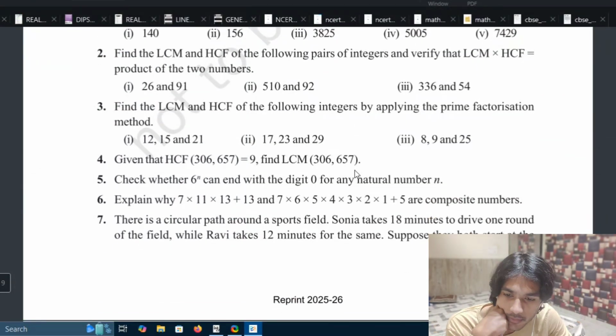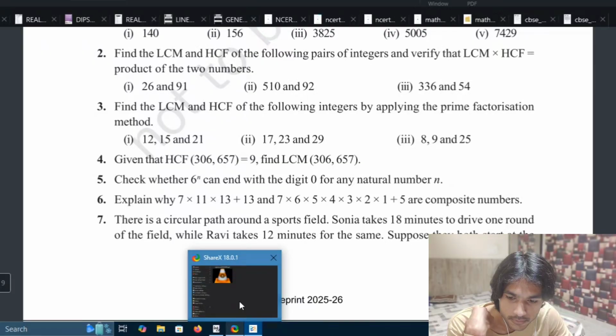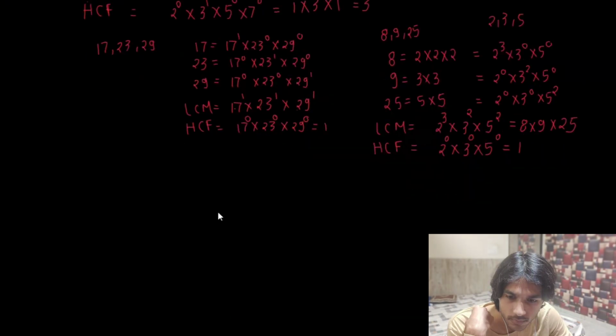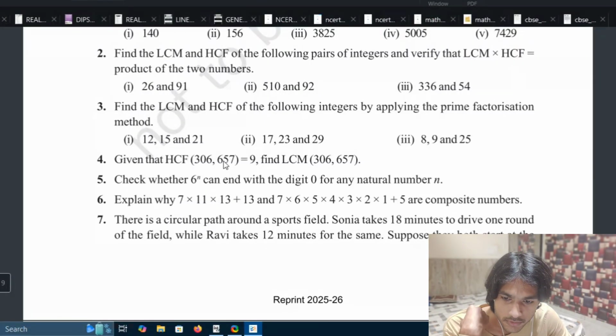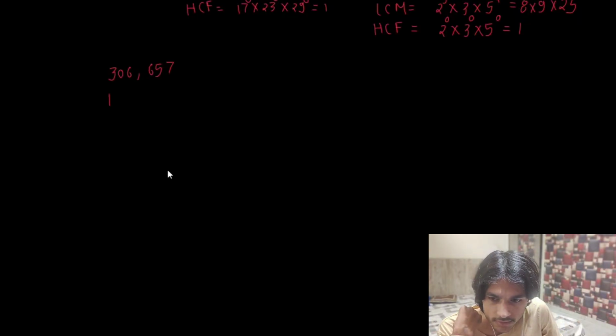Now, let's do this question. Given that HCF of 306 and 657 is equal to 9, find the LCM of 306 and 657. Okay, so the numbers are 306 and 657. Its HCF is 9. I have to find the LCM.